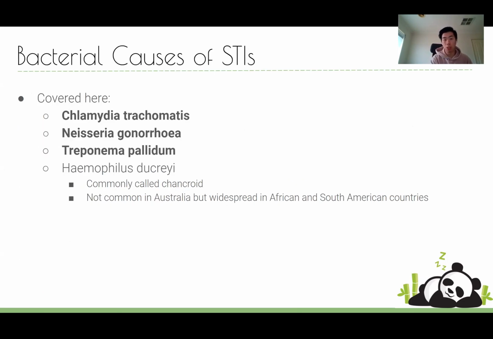Okay, so some bacterial causes of STI. So these are 3 that are important because they like asking buzzwords for them. So chlamydia, gonorrhea, and syphilis, or Treponema pallidum. Haemophilus ducreyi is not really common in Australia and doesn't get talked about much. Those are 2 interesting facts about it, I guess, more so than anything.